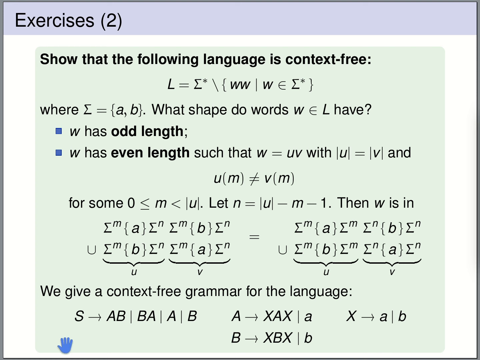So now we are done. We have a grammar that generates all odd words and all even words that are not squares. So we indeed have a grammar that generates our language L, the complement of all the squares.